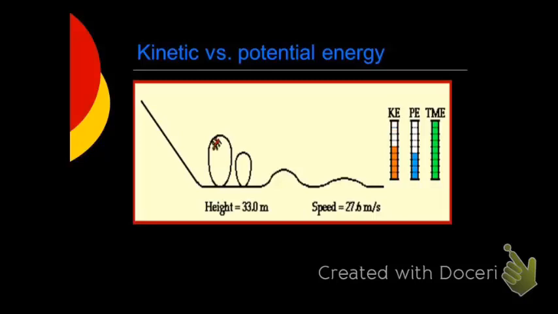So potential energy comes from where the object is located. Or if it's something stretchy, how much it's been stretched or compressed. Does that make sense to everybody? So it has the most at the top of the first hill because that's where it's the highest, not because that's where it's not moving.